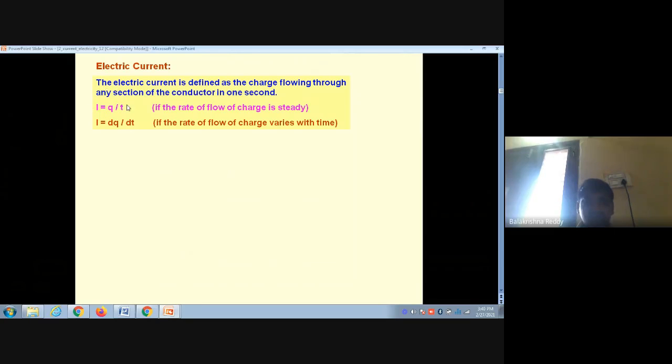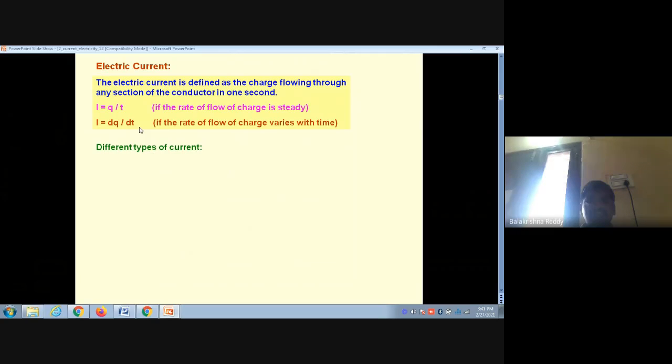The same expression, when we are talking about instantaneous current, can be written as I equal to dq by dt. This is the differential form. For instantaneous current we use I equal to dq by dt, which you can see if the rate of flow of charge varies with time. Simply, we say the rate of flow of charge is called current.